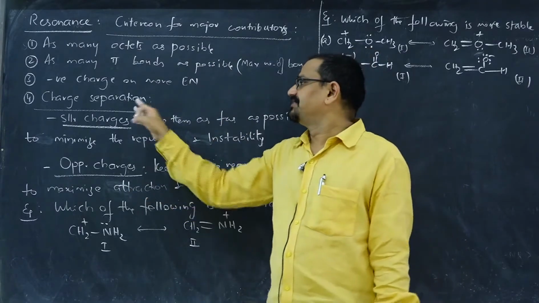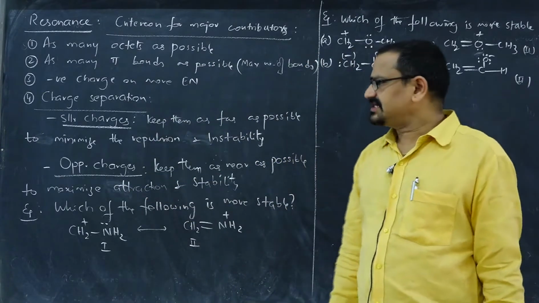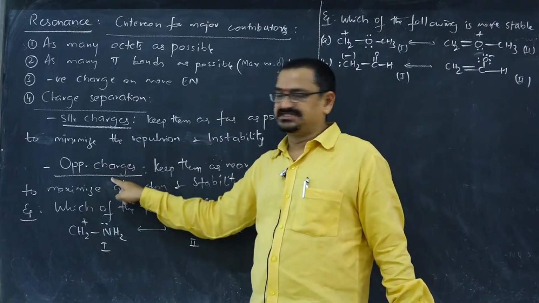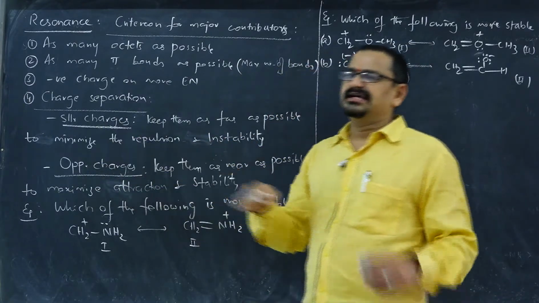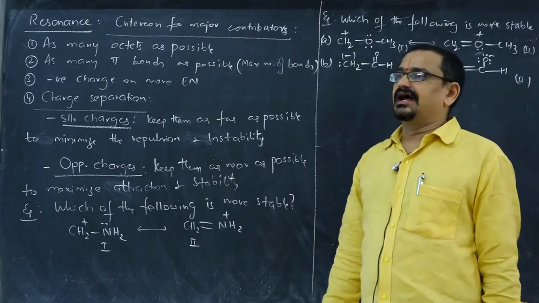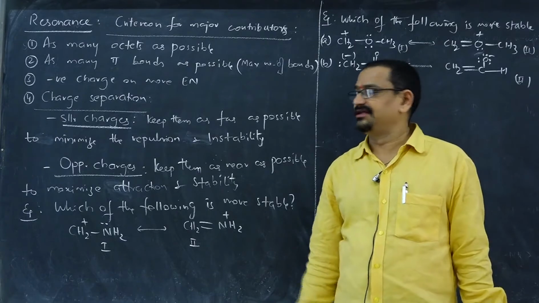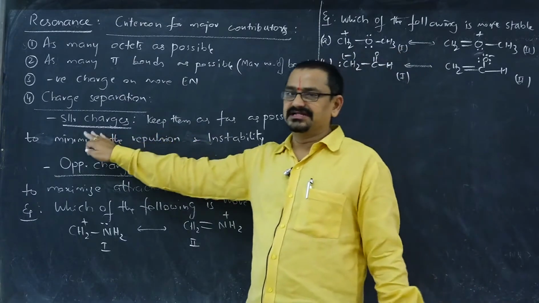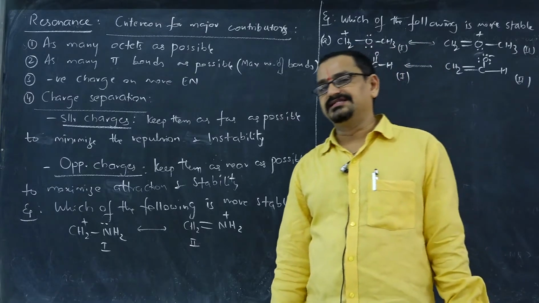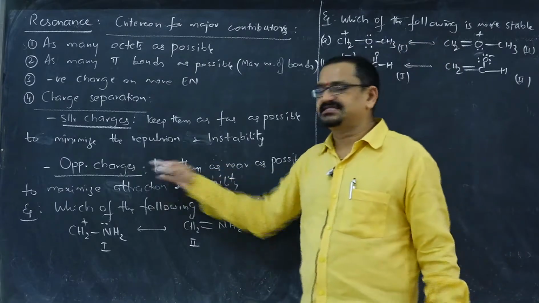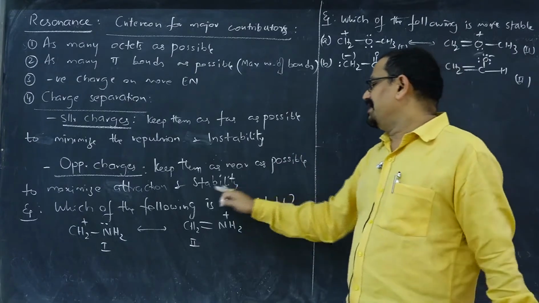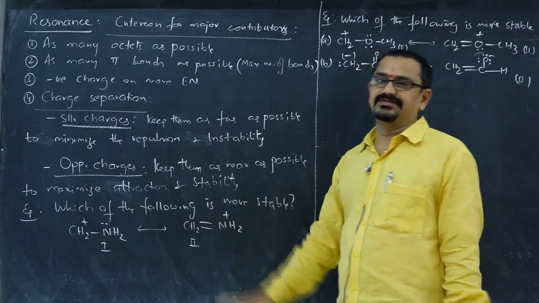Next point is charge separation. When it comes to charge separation, there are 2 cases: like charges and opposite charges. If it is like charges, similar charges, keep them as far as possible to minimize the repulsion and instability. If they are opposite charges, keep them as close, as near as possible to maximize attraction and stability.